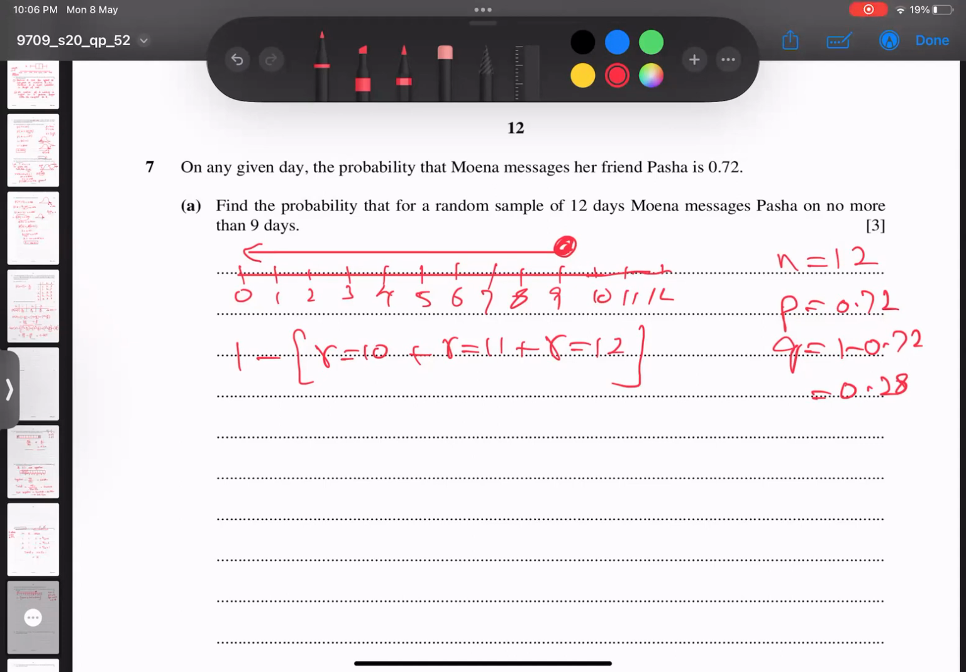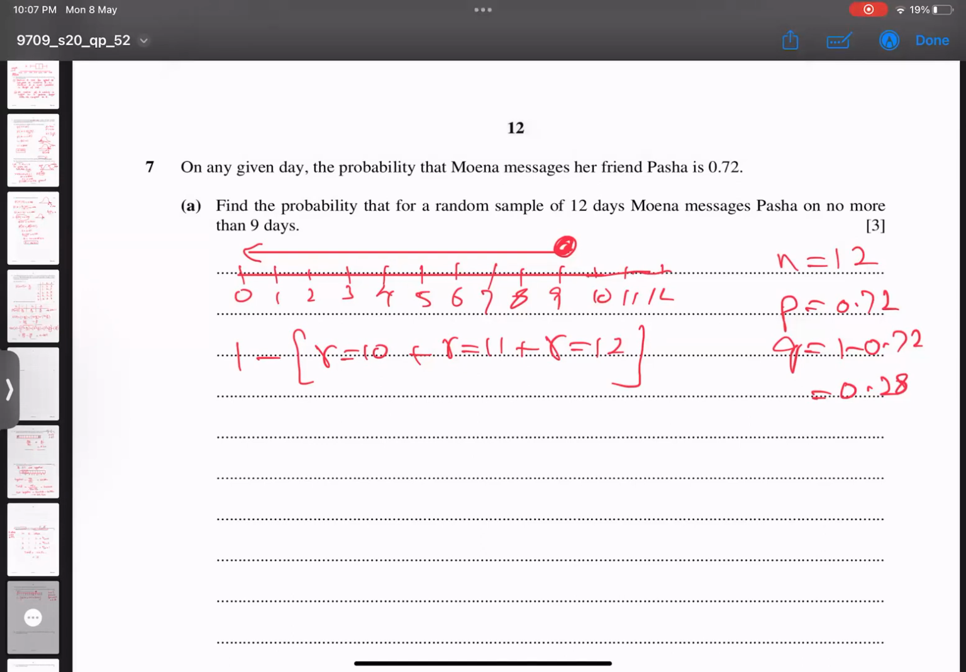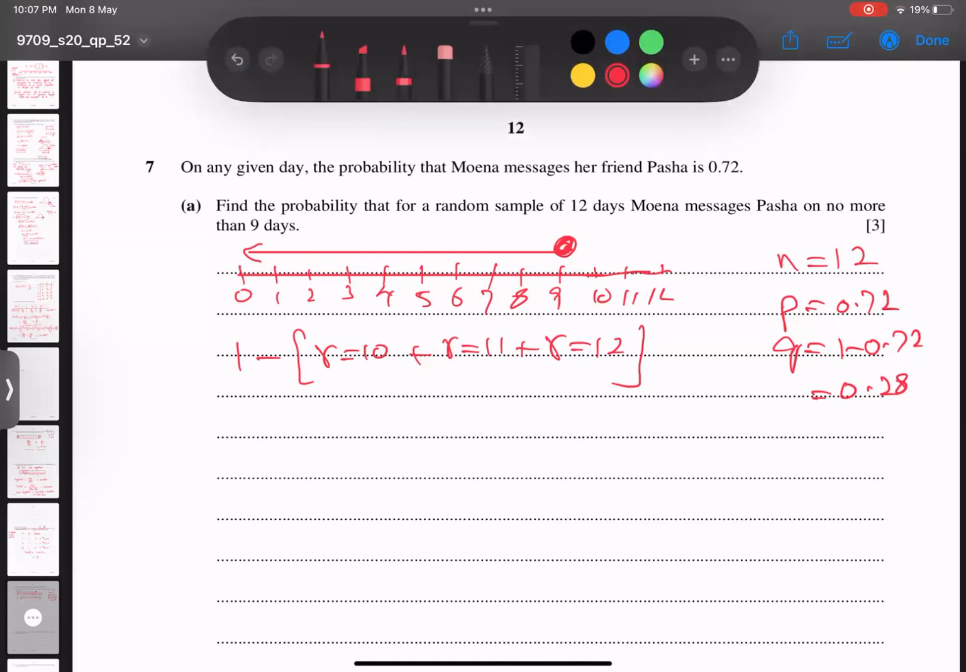Wait a minute, let me check. One thing is important here: 0.72. Okay, and one minute please. NP, where the sample is N. Let me check one more thing here. Let me check the NP value. What is N? N is 12 and the P value is 0.72.